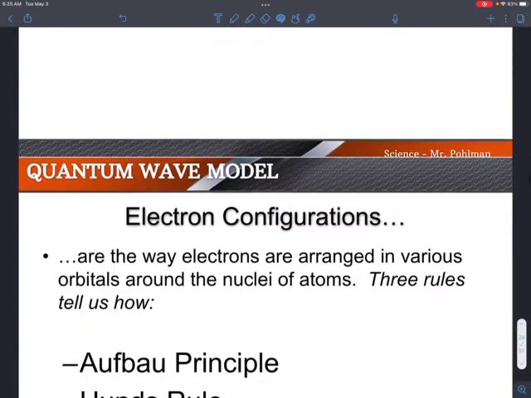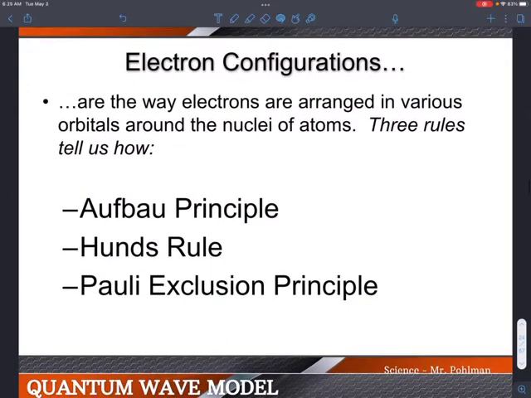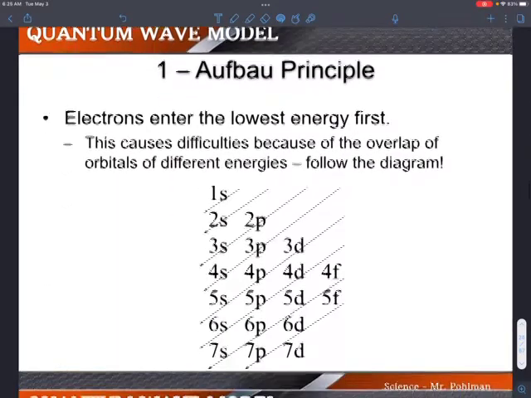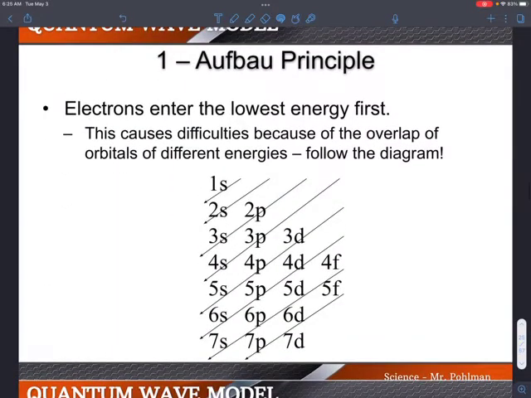There's 3 of them. The 3 rules that we have to follow when we're putting in the electron distribution are the Aufbau Principle, Hund's Rule, and the Pauli Exclusion Principle. Those 3 rules are going to tell us how the electrons are going to fill into those orbitals. So let's start off with the Aufbau Principle. That is describing where the electrons are going to enter with the lowest amount of energy first.